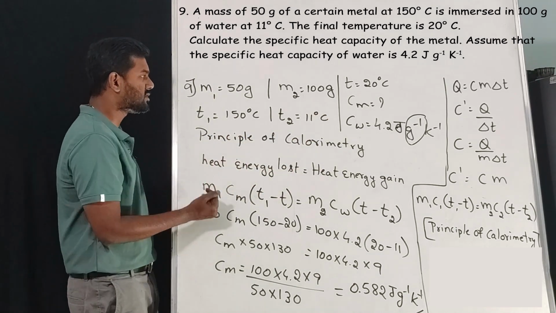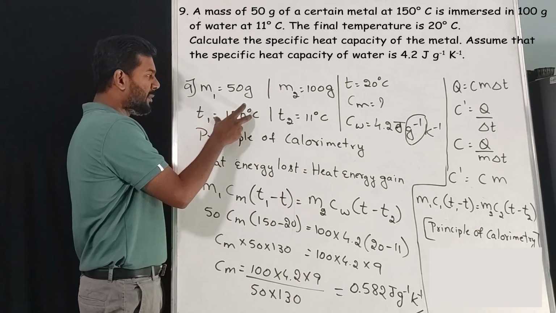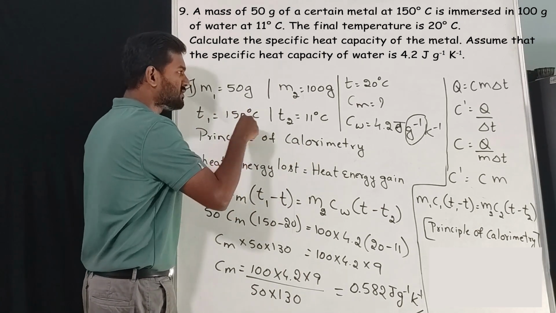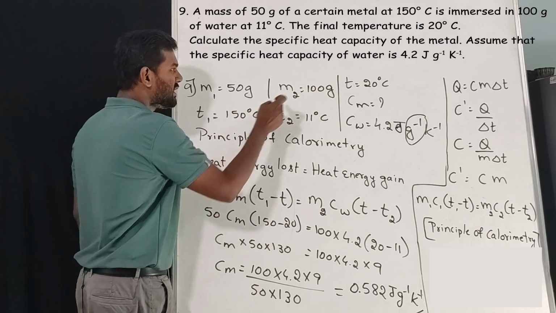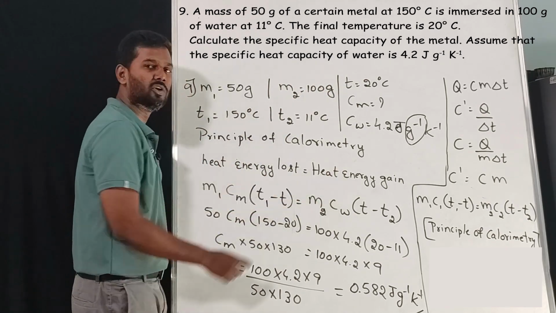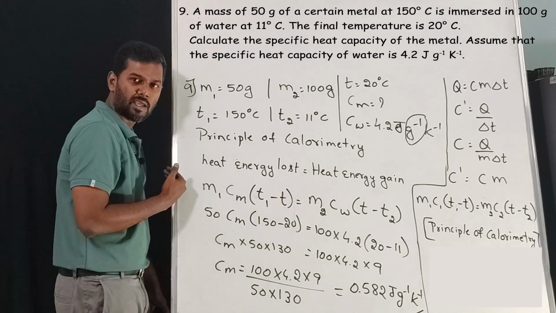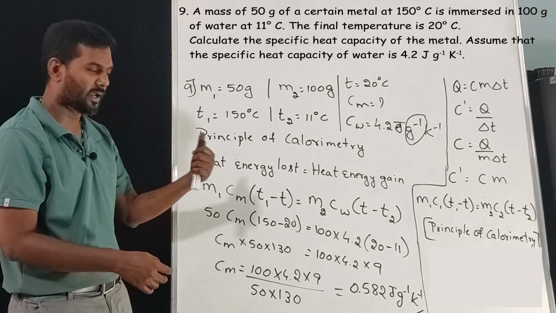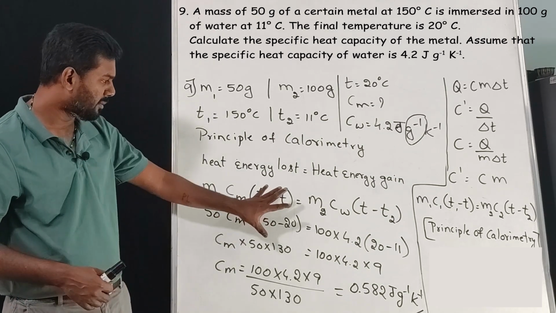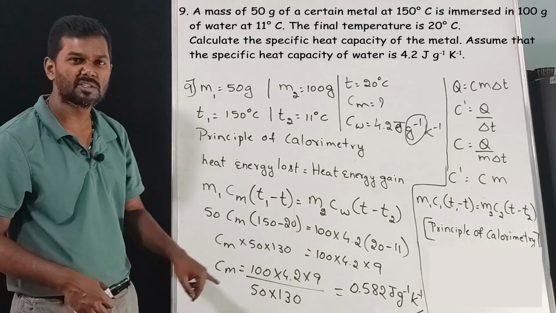So heat energy lost: the metal which has 150 degrees Celsius is going to lose the energy, and when you immerse this into water, the temperature is reduced to 20 degrees. So this has lost and water is going to gain. Whatever you write on the LHS will be related to metal, and RHS will be related to water. Substitute and make sure you are not making any silly mistakes here.